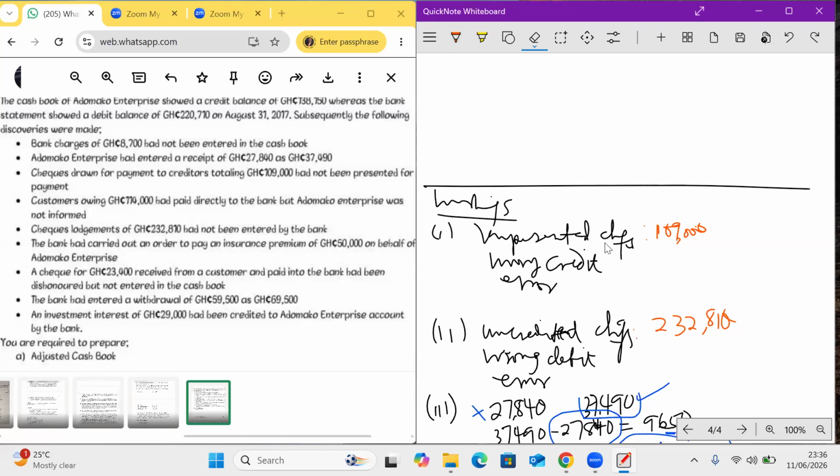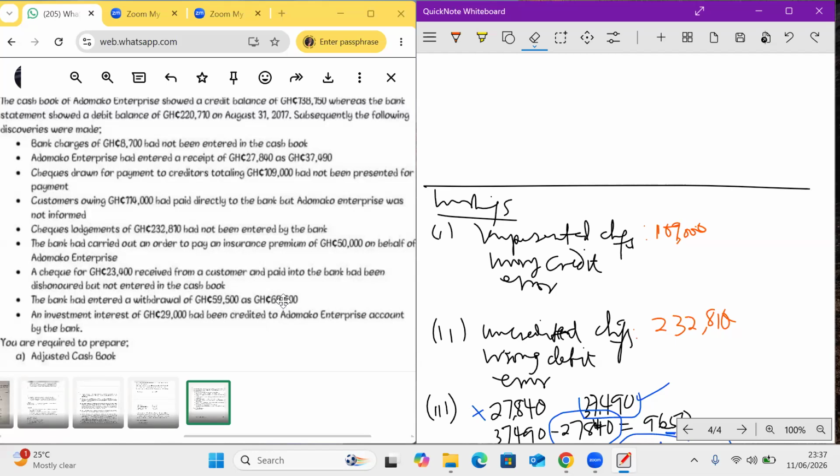So between the error under unpresented and the error under uncredited, which one is credited? But it says withdraw. The bank had entered a withdrawal. I'm not talking about the error, I'm talking about the figure. If you are going to withdraw 59,500 and the bank ends up giving you 69,500, the bank doesn't withdraw money, it is for a customer. The bank is just giving the money to the customer. So the question is, the 59,500, I'm not talking about the withdrawal, I'm talking about the figures. What did the bank do to the 59,500 to get 69,500? Did they debit or credit it?